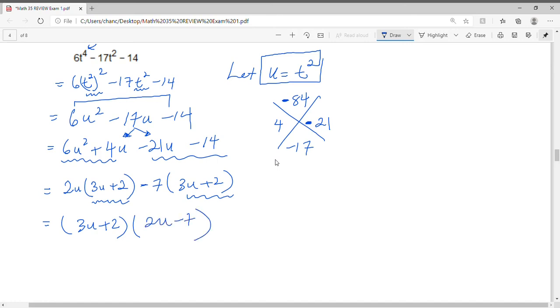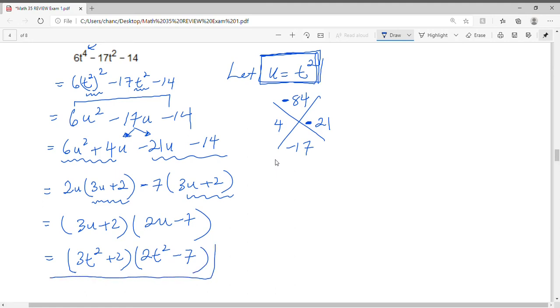Now don't stop here. We are not factoring in terms of u. We're factoring in terms of t. So let's replace all of the u's with t squared back, and that will give us our final solution. This is 3t squared plus 2 times 2t squared minus 7. And this is our final solution for this example.